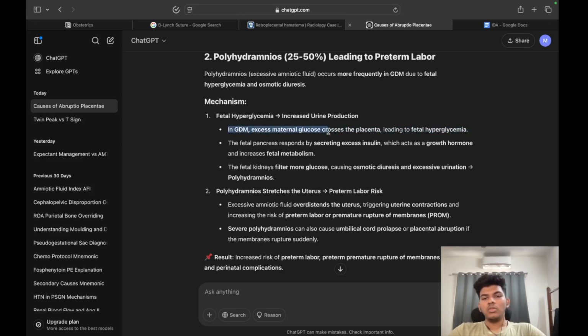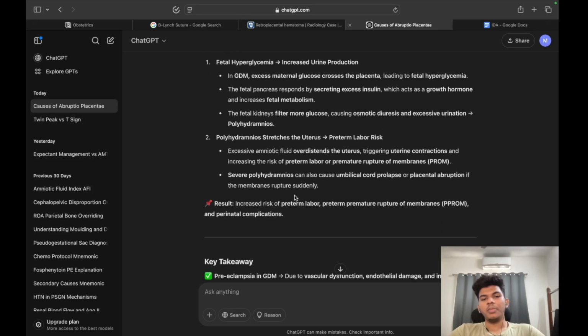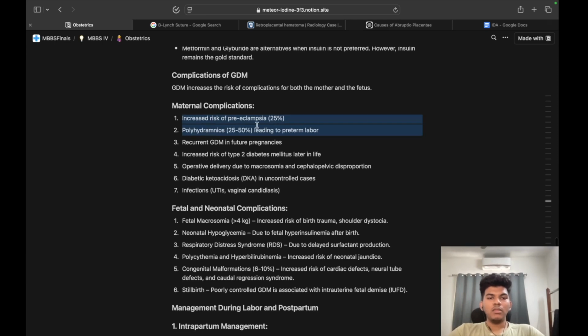In GDM, excess maternal glucose crosses the placenta leading to fetal hyperglycemia, and excess insulin acts as a growth hormone and increases fetal metabolism. More glucose is released into the urine causing osmotic diuresis, excessive urination and polyhydramnios. Now it makes much more sense. Over-distension of the uterus because of increased amniotic fluid triggers uterine contraction and increases the risk of premature labor and premature rupture of membranes. Severe polyhydramnios can also cause umbilical cord prolapse and placental abruption. So this is something else, but overall we are clear why these two things happen in GDM.